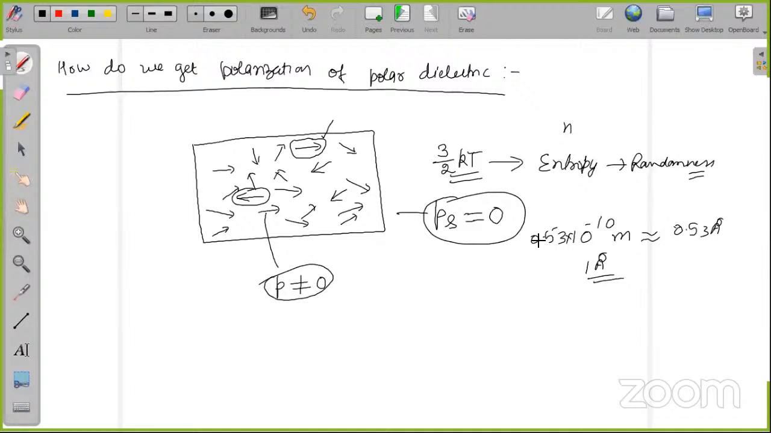Dipole moment at the microscopic level of a water molecule will not be zero. Why? Because every molecule possesses a dipole moment.